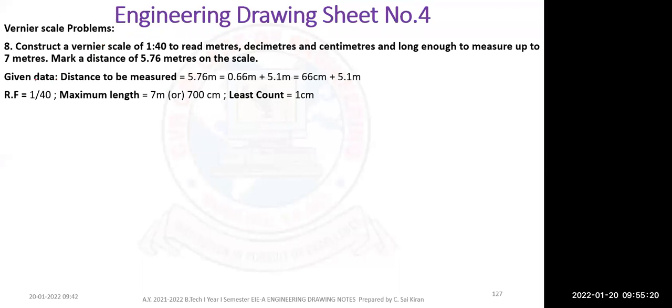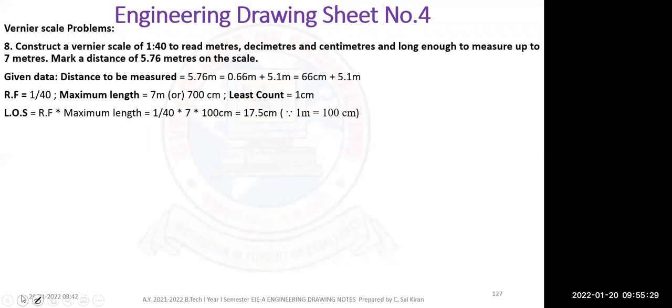Next, maximum length is 7 meters. You have to convert meters into centimeters. It will become 700 centimeters. Least count is 1 centimeter. Next, you have to calculate LOS. LOS equals RF into maximum length. We have to multiply RF into maximum length: 1/40 into 700. It will become 17.5 centimeters.